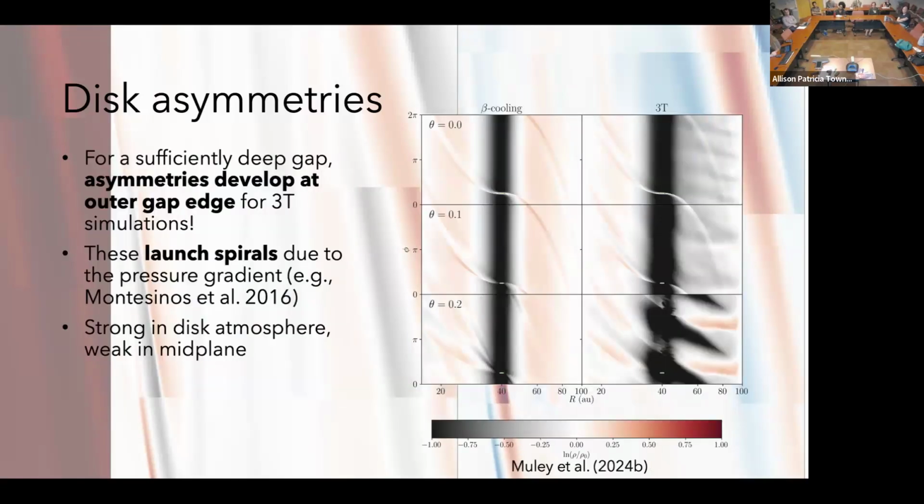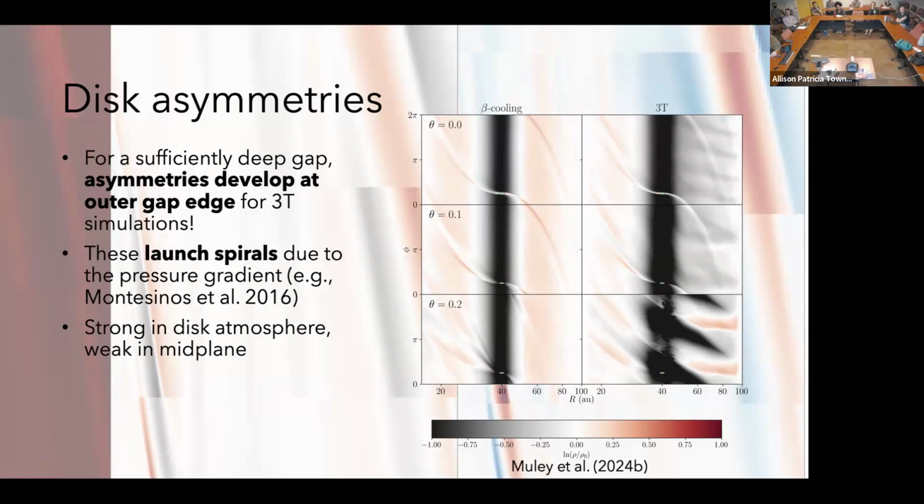And here's a plot of the density. You can see with the beta cooling scheme, it's fairly similar to a classical picture of disk-planet interaction. The planet carves a gap in the disk, and this deposits angular momentum. Material inward loses angular momentum, material outward gains angular momentum, and you carve a gap.